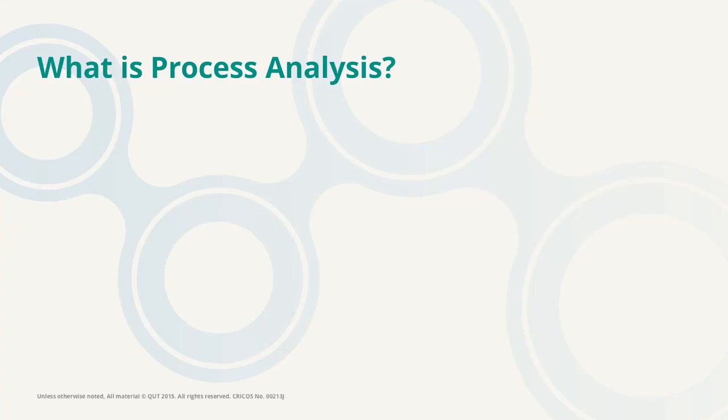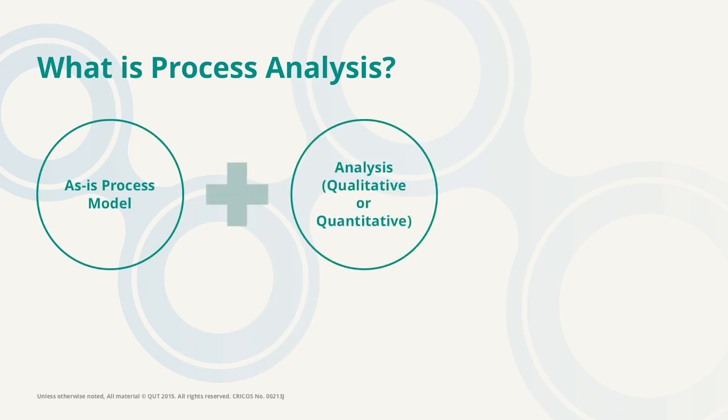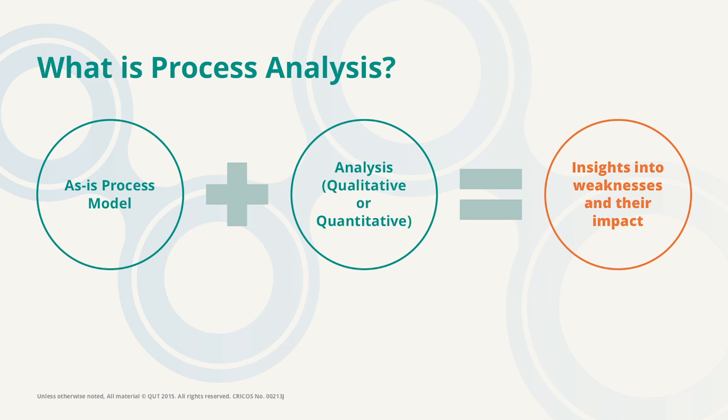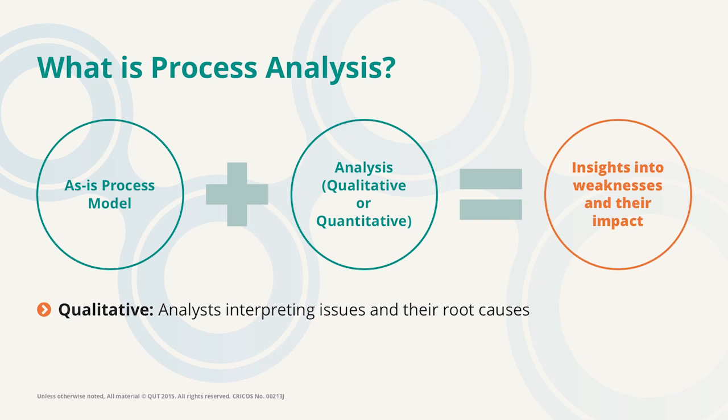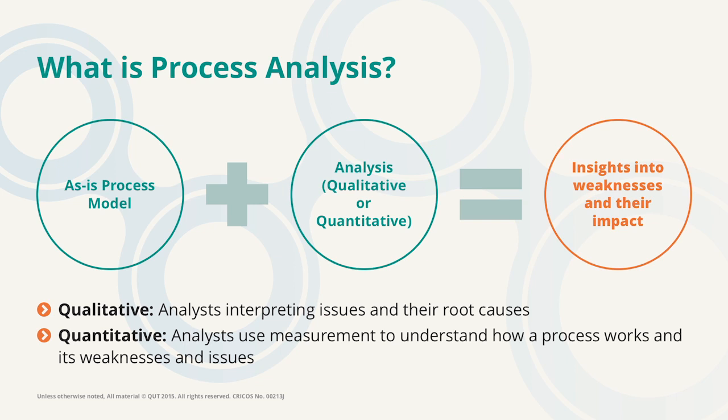What is process analysis? Process analysis takes an as-is process model as input and uses different methods in order to find out about weaknesses and issues with a process. In essence, there are two different types of process analysis. On the one hand, with qualitative process analysis, we aim to understand and interpret facts about a process in order to identify issues. When we conduct quantitative process analysis, we use measurements in order to understand how a process works and what may be its weaknesses and issues.